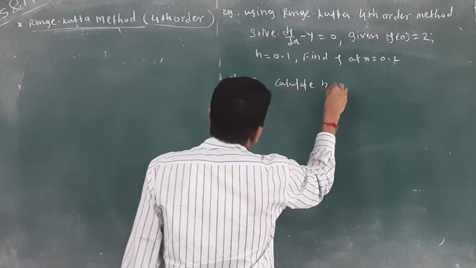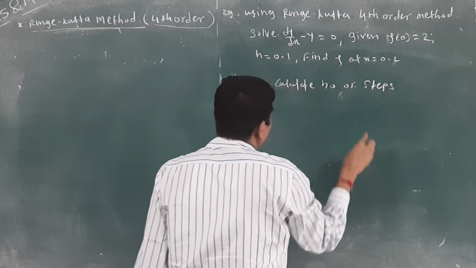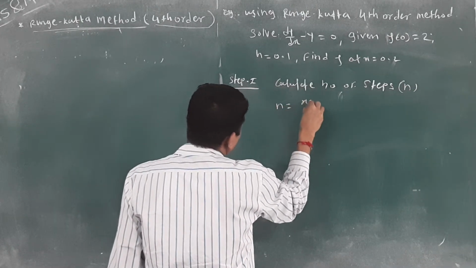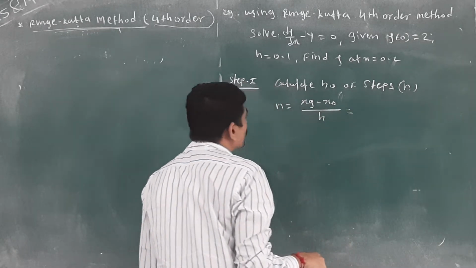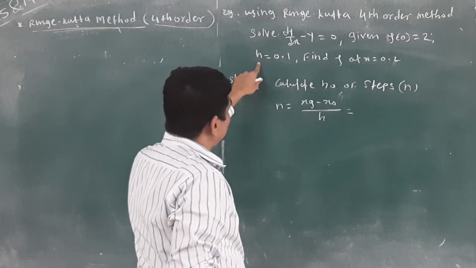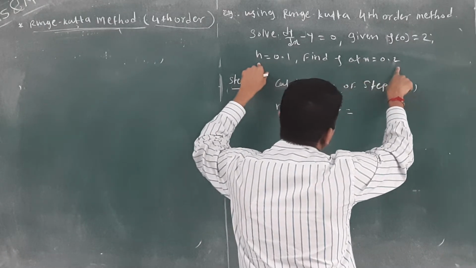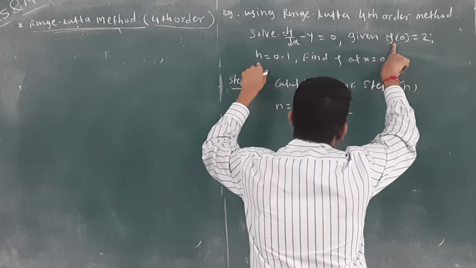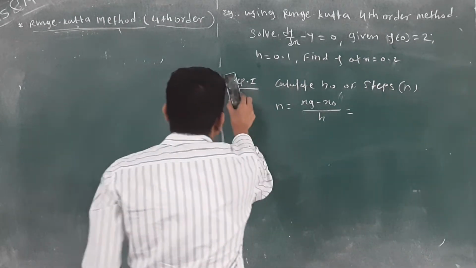You have to calculate the number of steps. It is denoted by n. N is equal to, what is the formula? xg minus x0 divided by h. Okay, directly I will write here. What is the value of xg? Xg is given, find y at x is equal to 0.2. I will write before going on to step number 1.